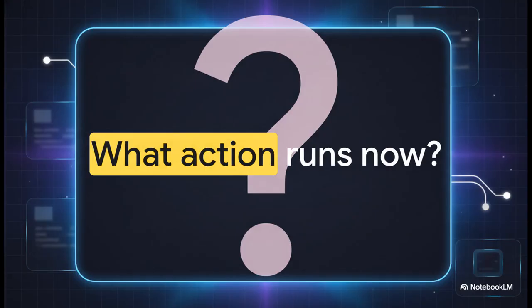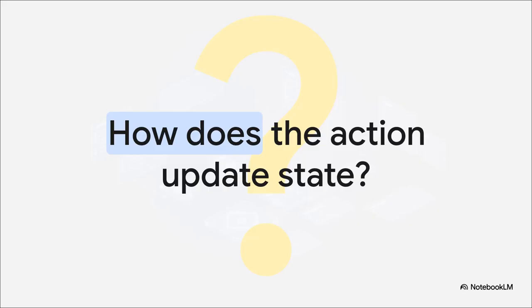Question 2 zeroes in on the action. What action runs now? This highlights the specific named Python function that's executing in the current step, totally bound by those explicit read and write contracts we discussed earlier. Moving on to question 3. We track the output. How does the action update state? Here we observe exactly how the action returned a newly modified immutable state object back to the overall application loop, cleanly appending or updating keys without any hidden side effects.